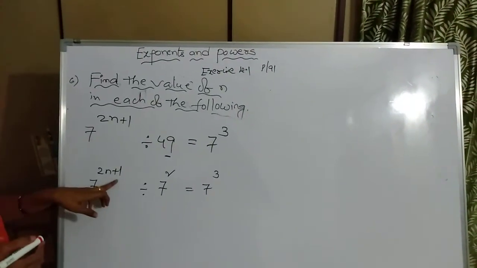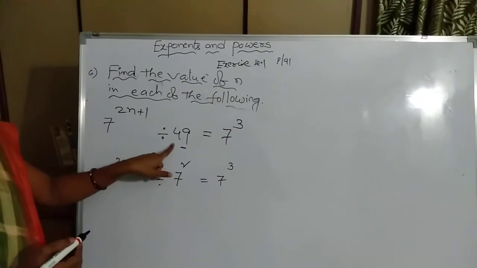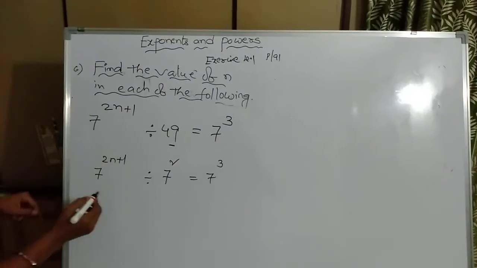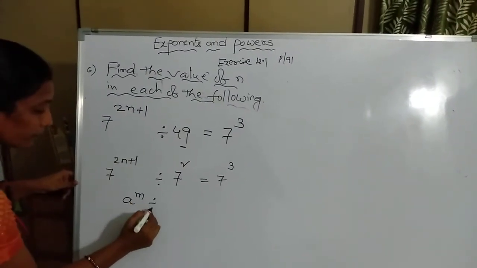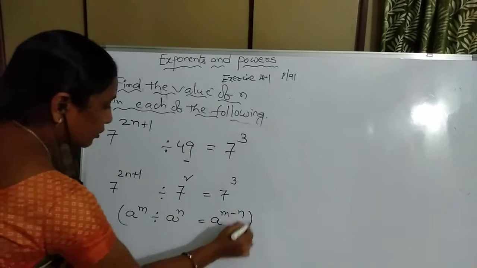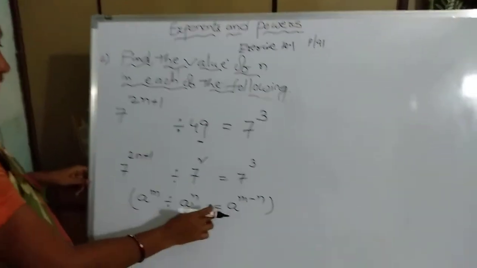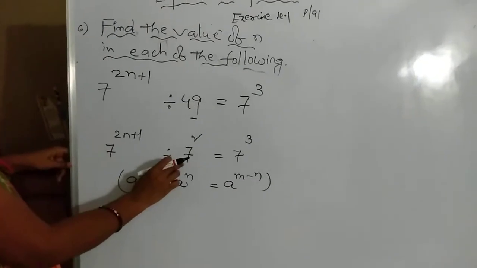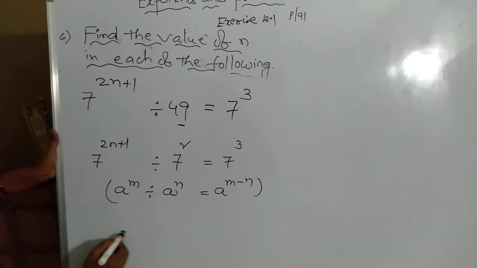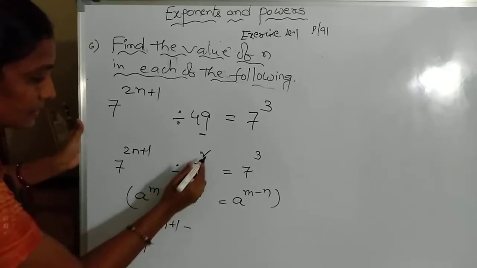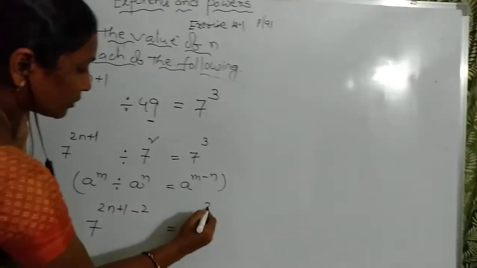So 7 to the power 2n plus 1 divided by 49 can be changed using powers of 7. So 49 can be written as 7 square. By using the law of exponent, a to the power m divided by a to the power n, we can solve this LHS part. That is equal to a to the power m minus n. If the bases are equal and they are divided, we subtract the exponents. So by using this formula, 7 to the power 2n plus 1 minus 2 is equal to 7 to the power 3. So we can simplify that.